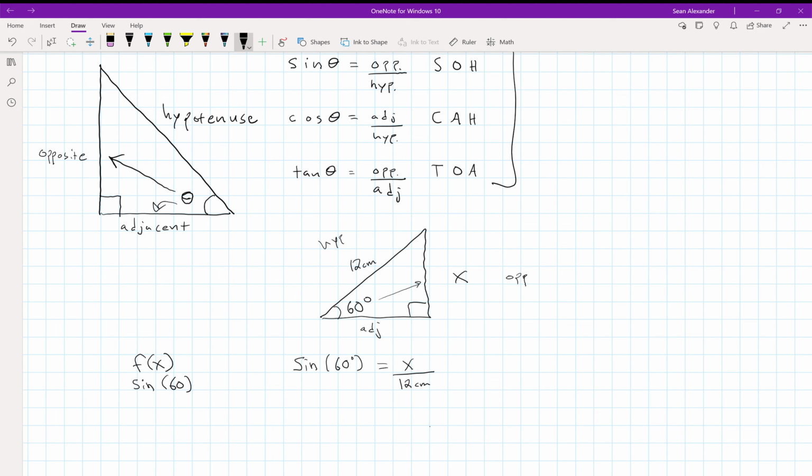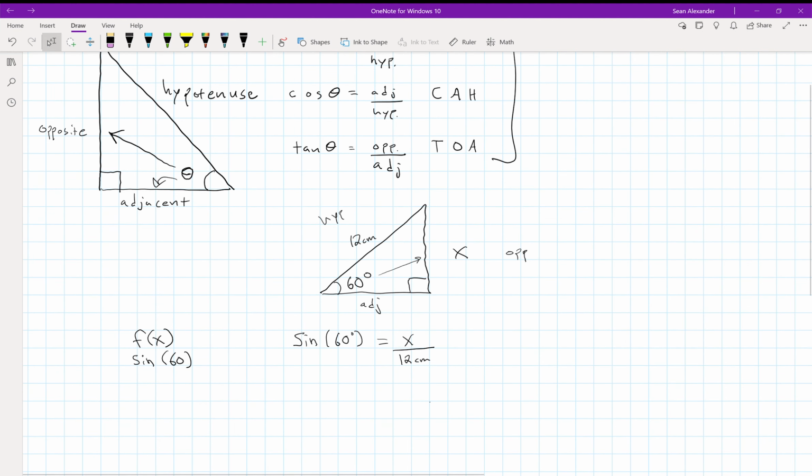Well, you can use your calculator for that. In fact, let's do that right now. If you plug sine of 60 degrees into your calculator, the first thing you need to make sure of, probably the most common mistake of all time, is that your calculator is in degree mode, not radian mode. There's two ways of measuring angle.